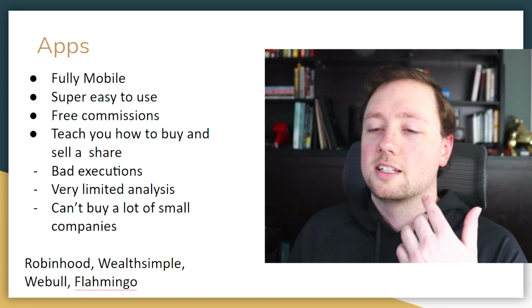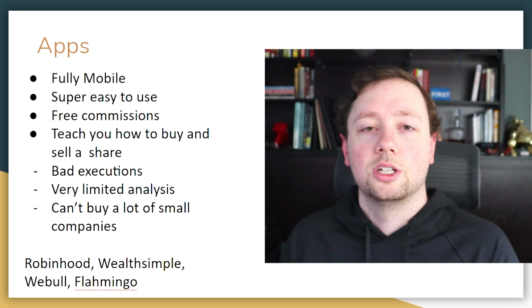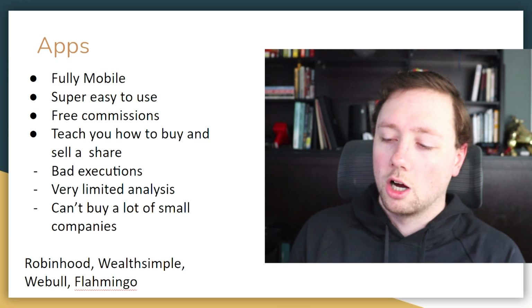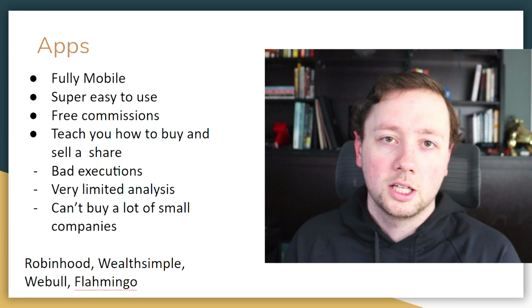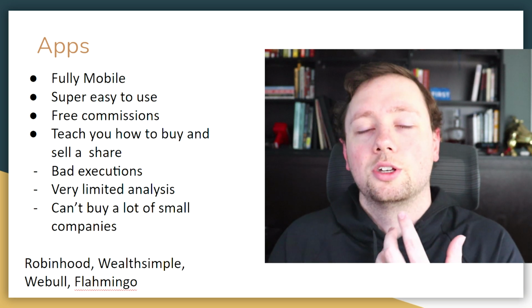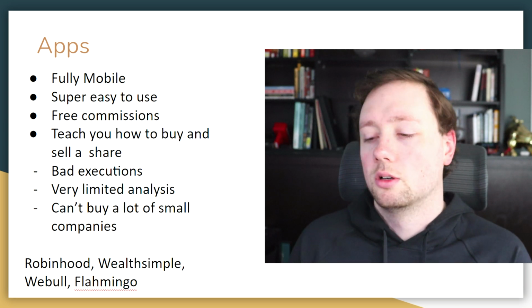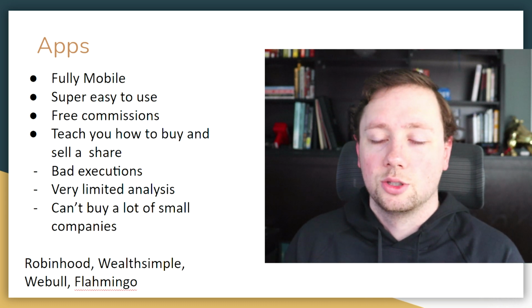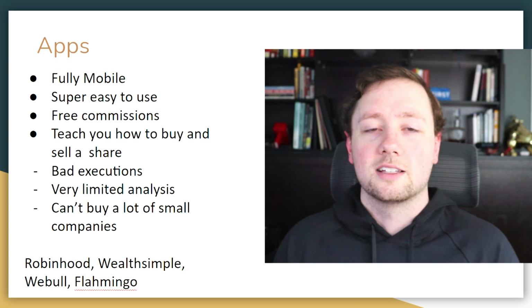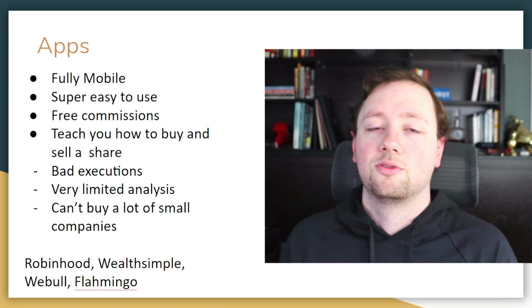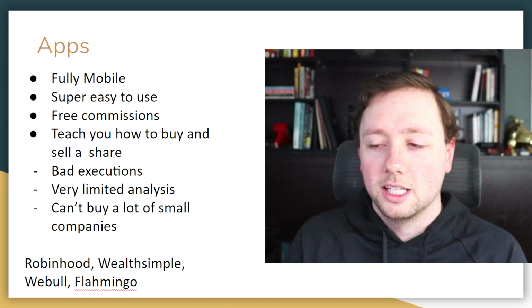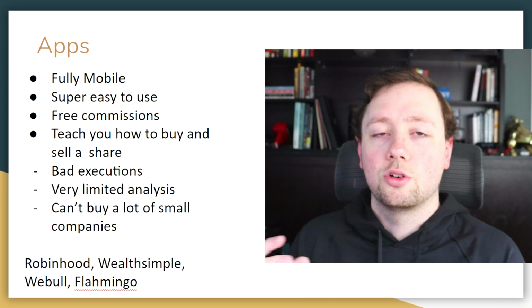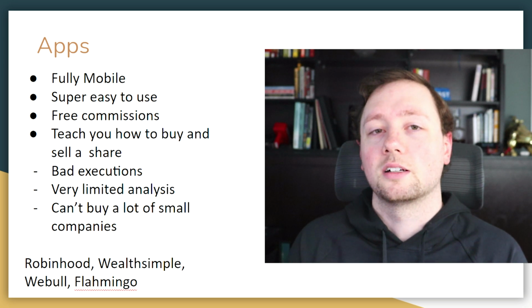Now, the second type of platform that you can use to invest in is a mobile application. This includes things like Robinhood, Webull, Wealthsimple, and Flamingo. Those are all mobile applications where you can go in and buy and sell stocks. Now, they're really good because they're fully mobile, meaning you can access it 24/7. You can access your securities. You can buy and sell in the car. You can do it wherever you want from your phone. And the applications are usually super easy to use. They're usually very user-friendly, and they also have very low commissions or almost free commissions depending on what you're trading.